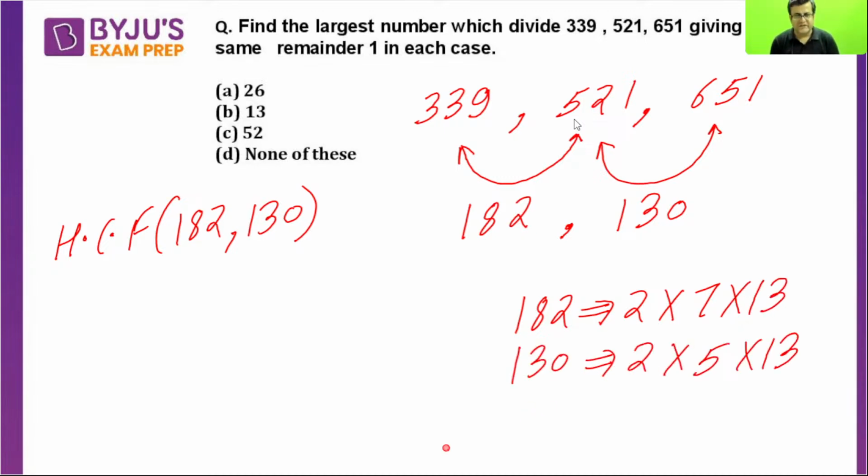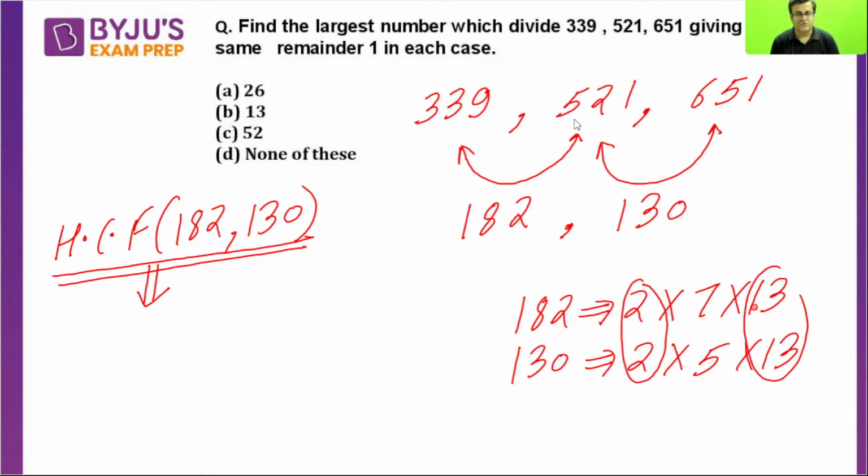Okay, I got the differences, 182 and 130. Find the HCF of these two values. I have just factorized 182 and 130. What is the common value? 2 is common in both, 13 is common in both. So 2 is common, 13 is common. The total value is 26. This is the right answer. Okay, beta? Everybody, take the screenshot.